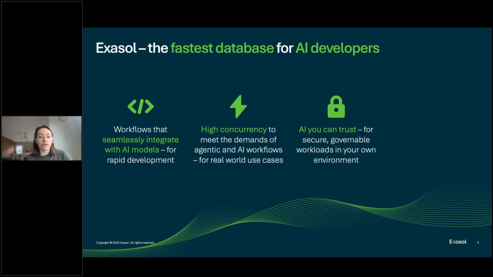Third is AI you can trust. So this is all about governance and security and making sure that you're building an AI system that is reliable for you and reliable for your users and your users' data. So for many customers and Exasol users, it means deploying in their own environment. And that's something that you can do with Exasol. So you can host language models and other models directly within your Exasol database, or you can connect to locally hosted models as well. And those two options ensure that you can build the most secure deployment of AI.